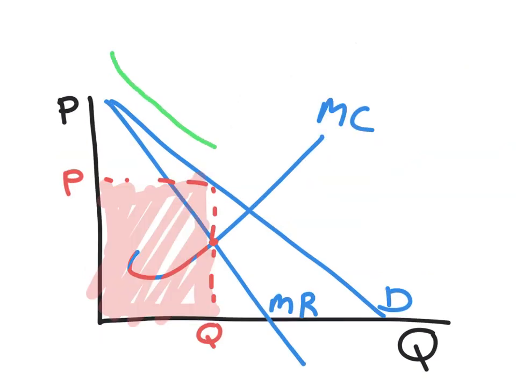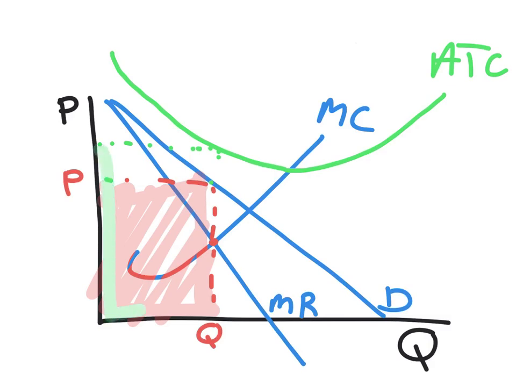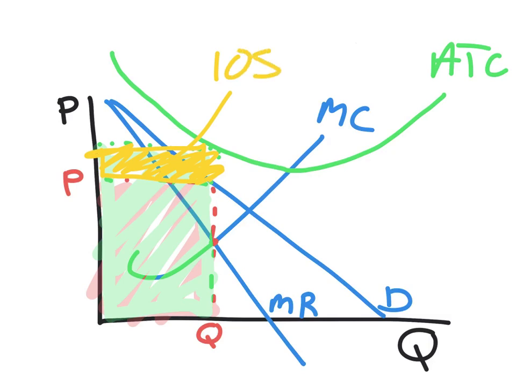Now, however, if we were to draw our ATC curve just like this, so this is ATC, we will still dot up from the quantity at the profit maximizing point. So we dot up to the ATC curve and dot across. And now this green box right here would be our new box of total cost. Now there's more total cost than there is total revenue, so this yellow box right here, instead of being profit, would now be a box of loss. So this monopoly is making a loss instead of a profit.